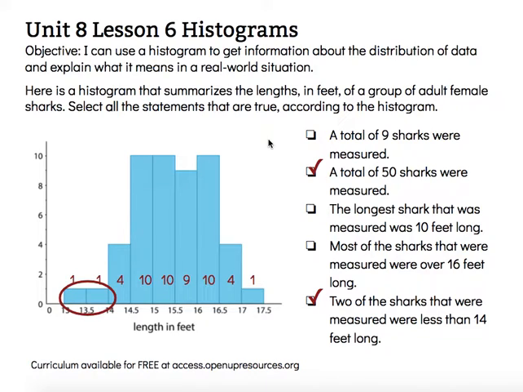Our objective says, I can use a histogram to get information about the distribution of data and explain what it means in a real-world situation. So we use this histogram about lengths of sharks to answer some data-related questions about those lengths of the sharks.